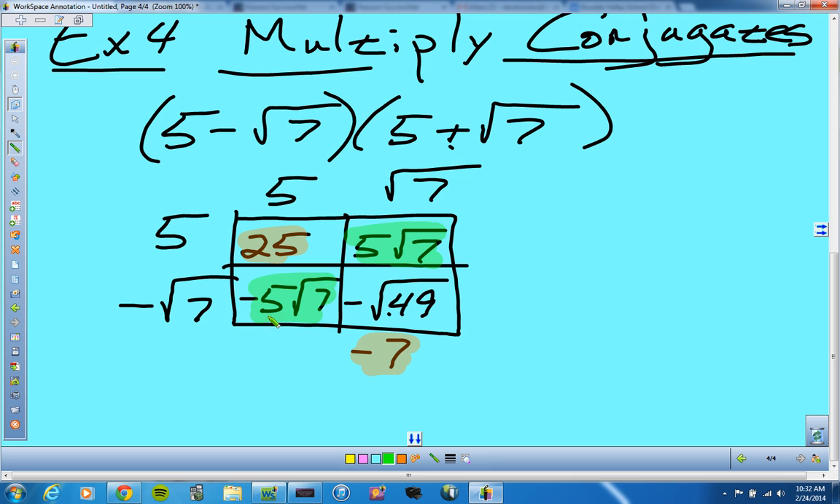So when you multiply by the conjugate, what happens to the middle two terms? They're always going to cancel. So when you multiply by the conjugate, you don't even have to write these middle two terms if you want. You can just go 5 times 5, 25, negative root 7 times positive root 7 is negative 7. We do 25 minus 7, which is 18.